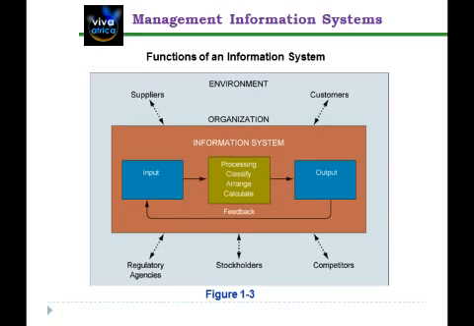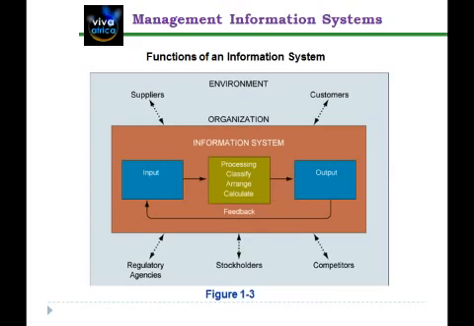So in the internal part, we may receive information, process it, classify it, arrange it, calculate it, and output it. The output that comes out of the information system is what may feed into what the supplier may need, what the customer may need, what competitors may even observe, or what may be given to regulatory agencies.